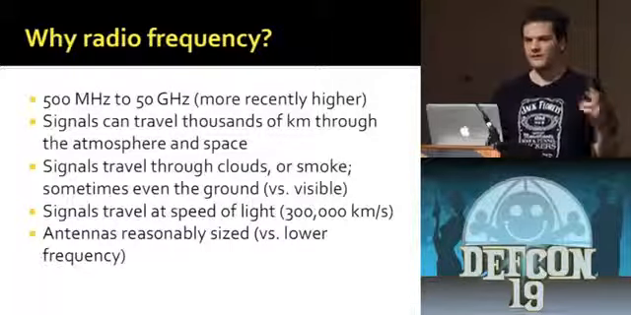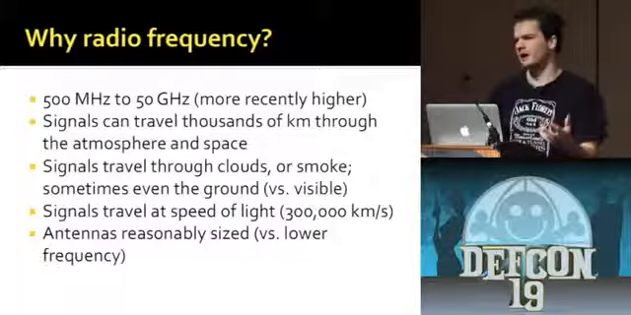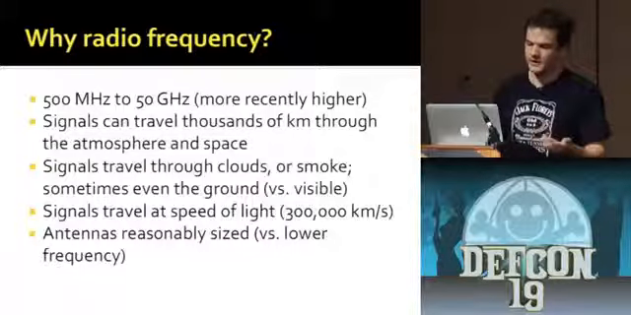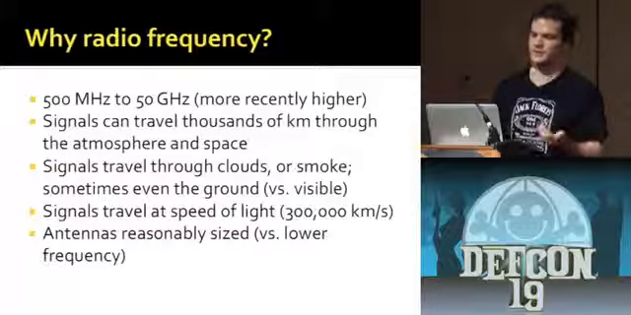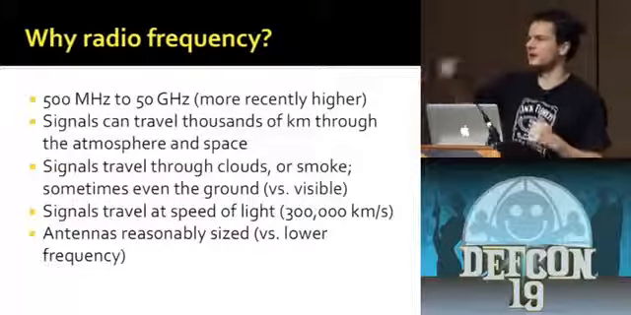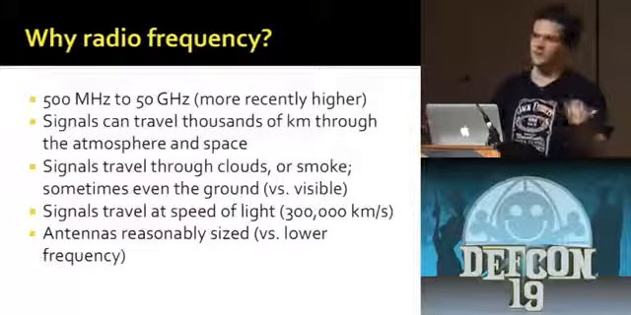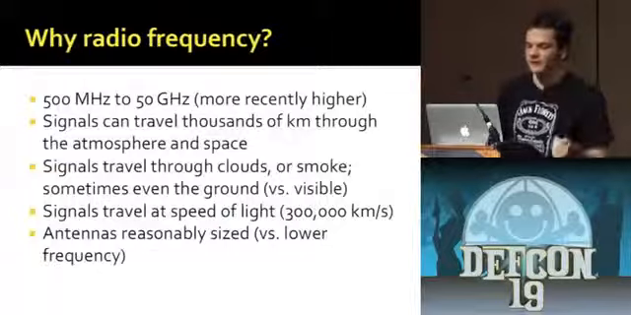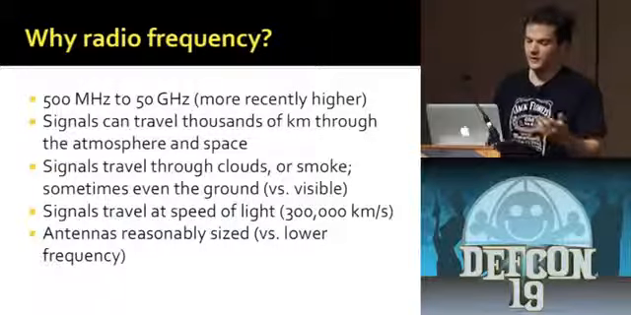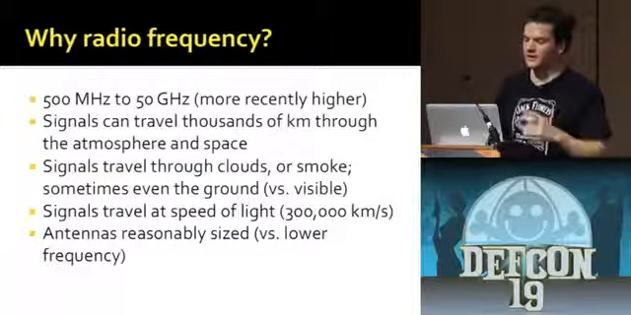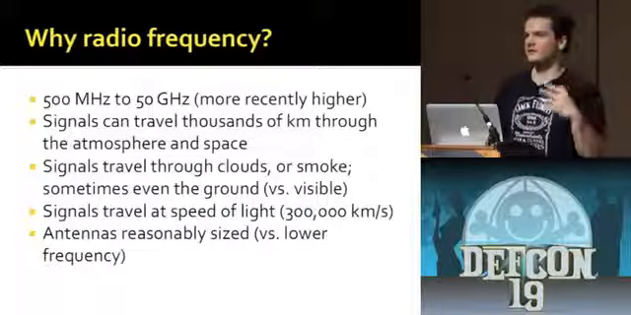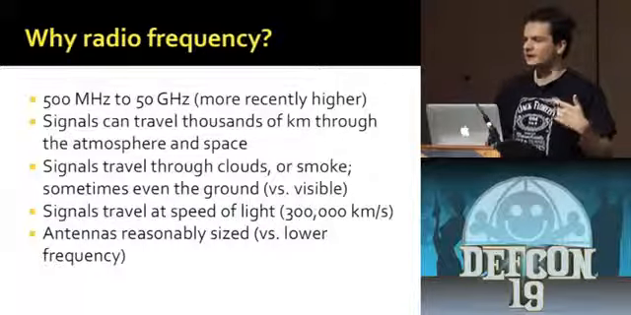The signals travel really fast, which is both a positive and a negative. The plus side is you're getting your signal there really fast. You can detect things really far away in a short amount of time. Sonar could take minutes to go any real distance, but this is instantaneous. 300,000 kilometers a second, I think, is like 6 or 7 trips around the world in a second.